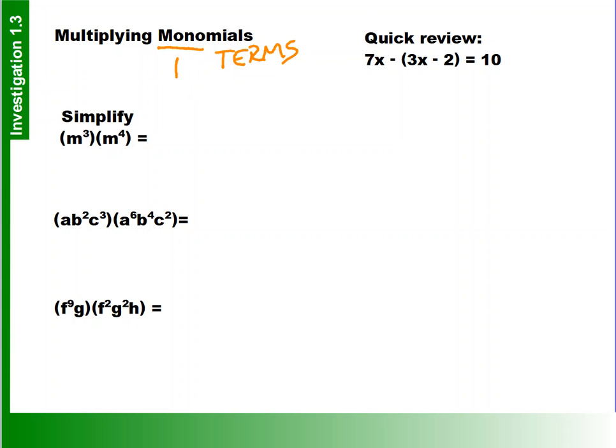Now, in contrast to one term, we have a binomial right here, which has two terms. One term, two terms. M to the third is a monomial because there's only one term. And terms will always be separated by an addition or a subtraction sign. So we have a monomial here and a monomial here, and we are going to multiply the two monomials together.